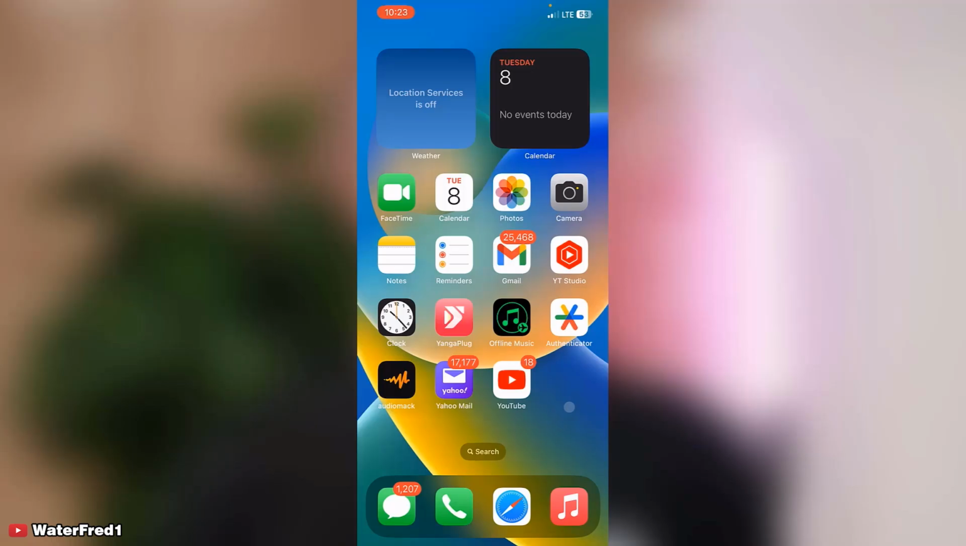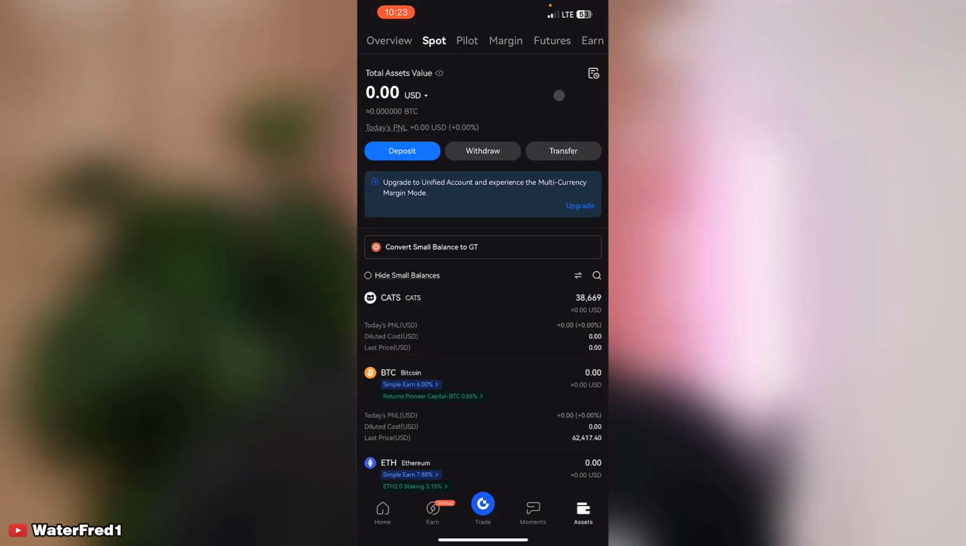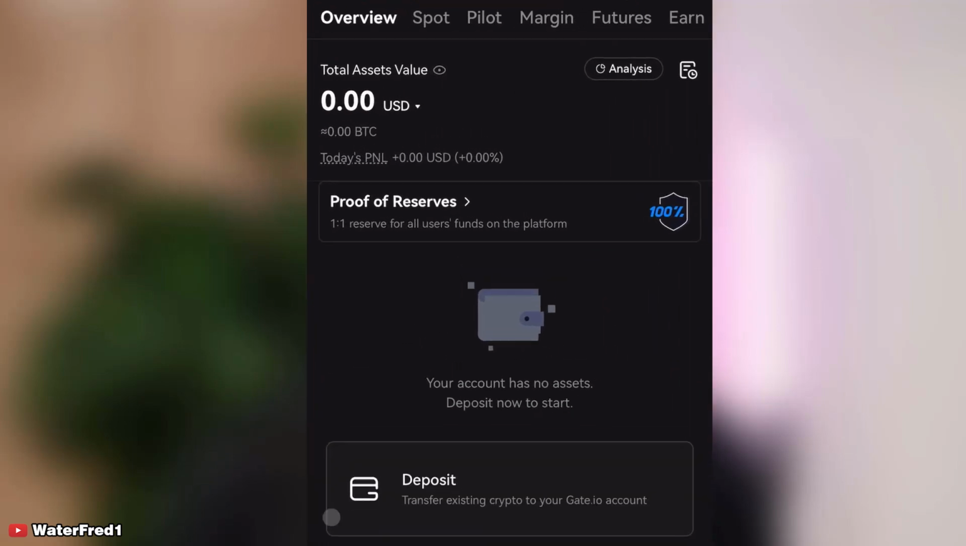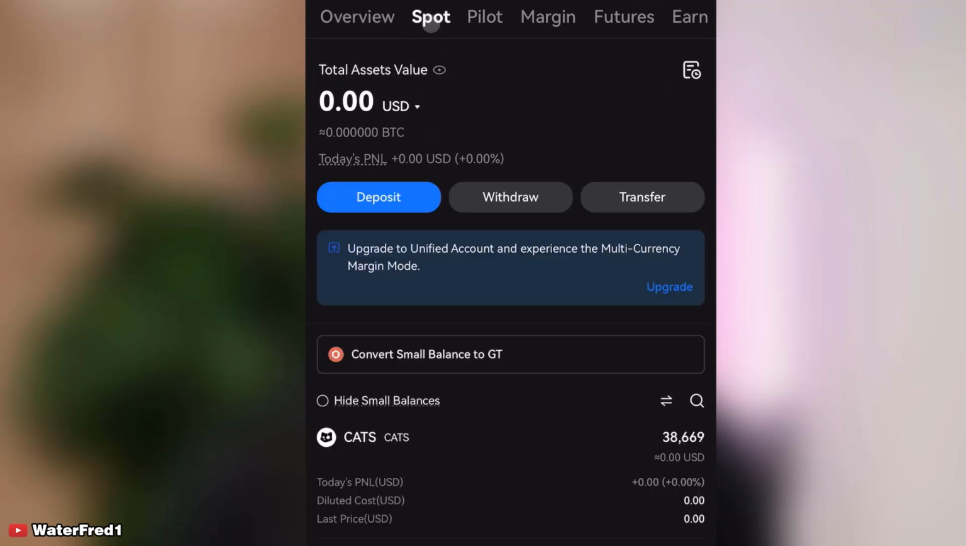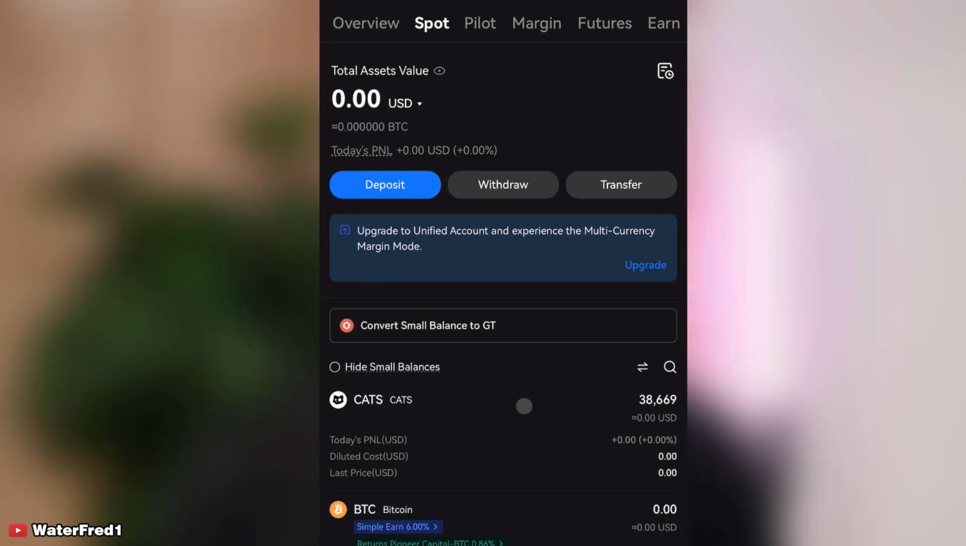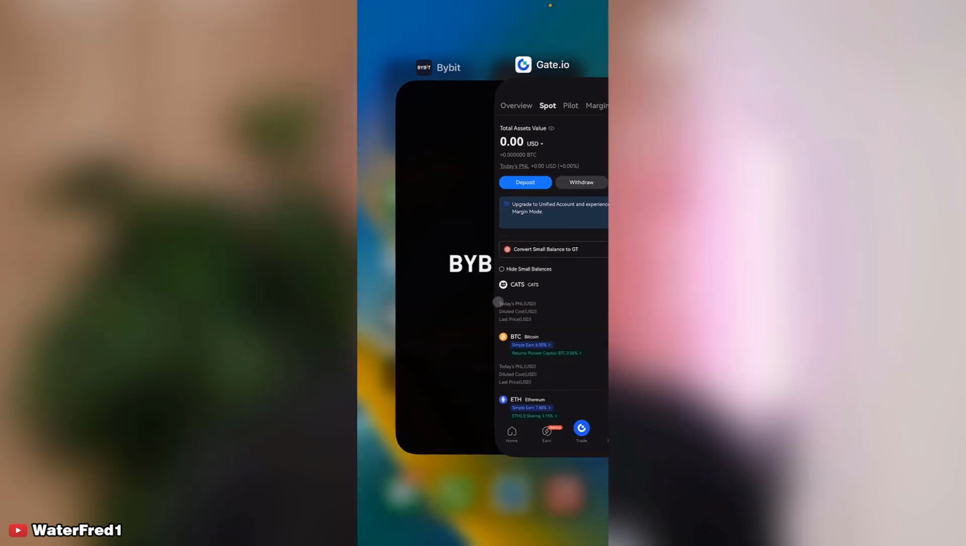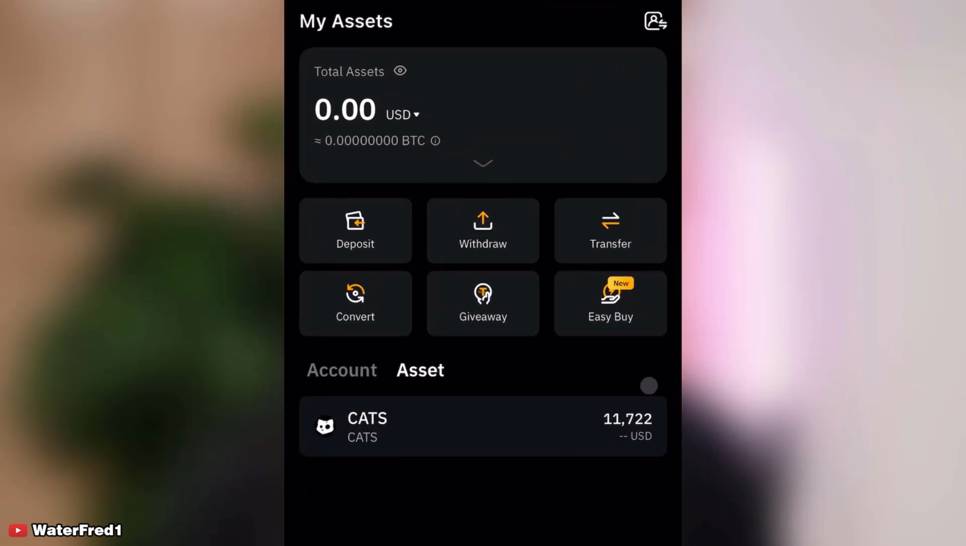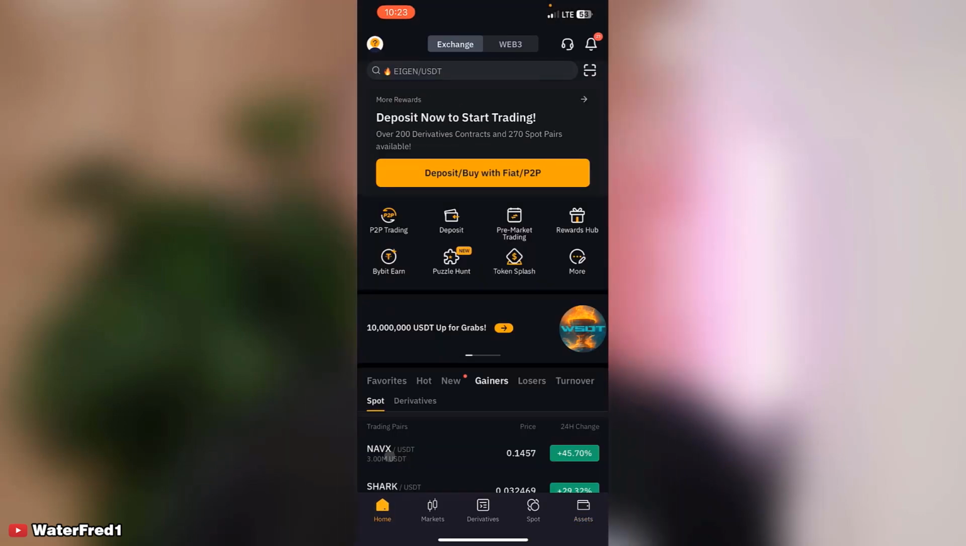Okay, so straight and direct to the point, we are just minutes away from the listing and the official trading of cats. Right here you can see that this is gate.io, and looking at my spot, you can see I have 38,699 cats right here. Now let me head over to Bybit. This is Bybit, and you can see my assets. Let us go home first of all.